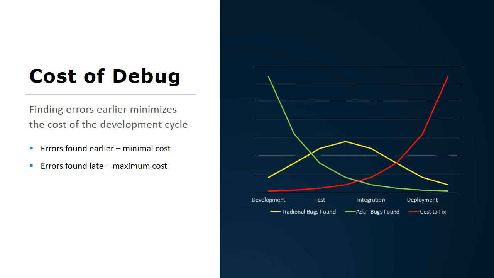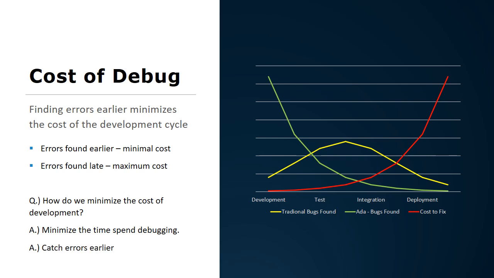So the question is, how do we minimize the cost of development? From this graph, we can see that we should minimize the amount of time spent debugging and catch as many errors earlier on in the process as we can. This is where the benefits of Ada stand out. Features such as strong typing, verbose syntax, and higher-level language constructs allow the compiler to catch potential issues before the testing process. When this is coupled with static analysis, we can further minimize the bugs found later in the process. Therefore, we can minimize the entire cost of development.